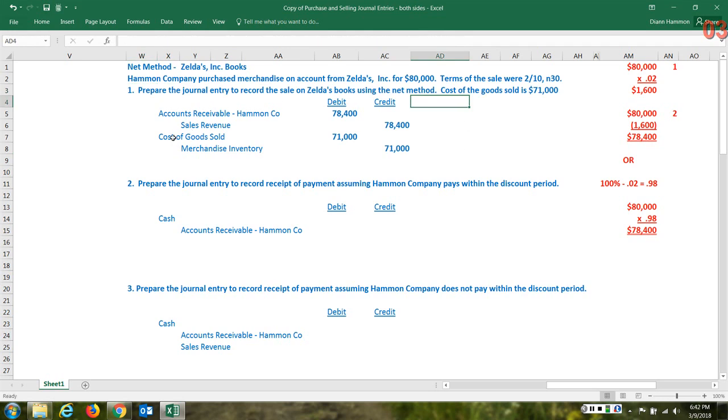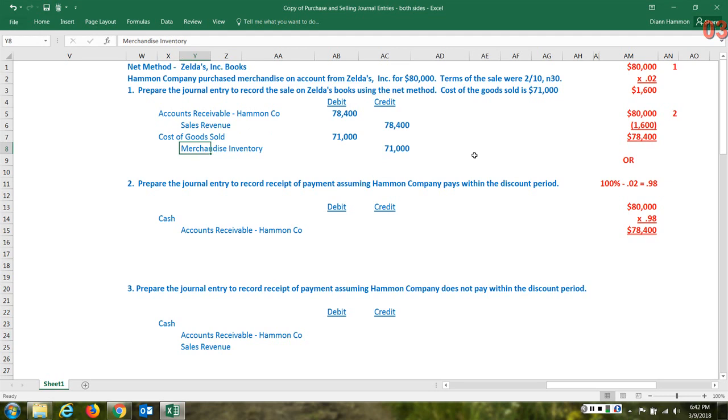So cost of the goods sold is an expense account. It doesn't have the word expense on it, but it is often the largest expense account for a merchandising company. So this increases the amount of that expense with a debit. It removes those items from inventory with a credit to the account.